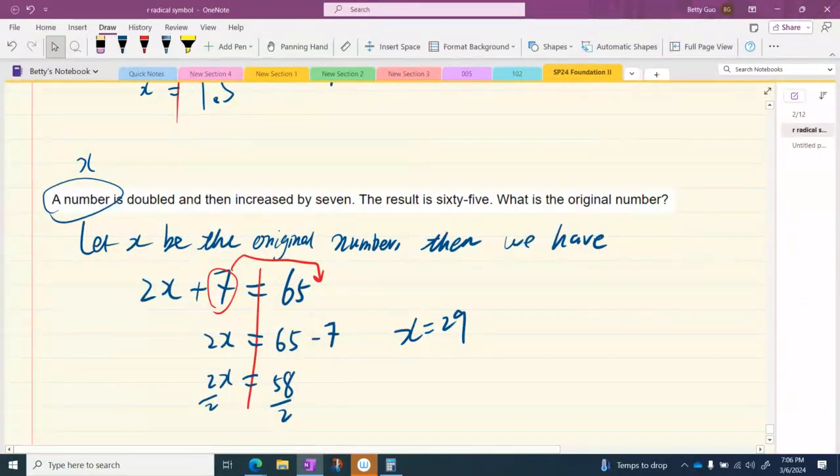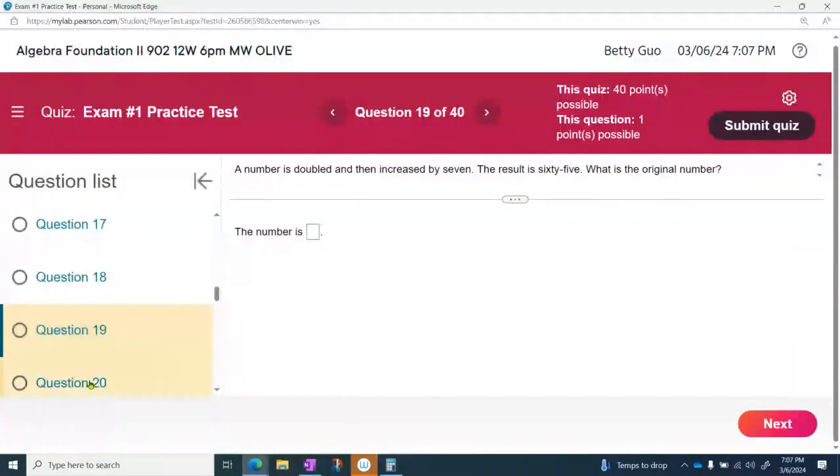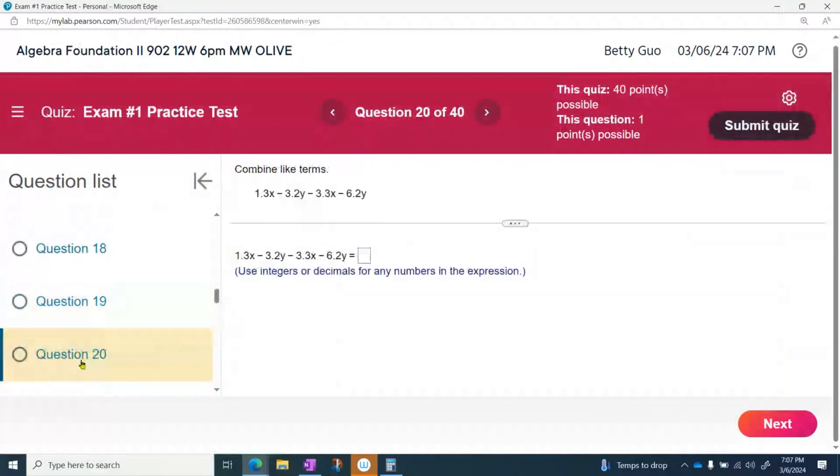We can double check by bringing the number into the sentences. The number is 29. We double the number, we have 58. 58 increased by 7. 58 plus 7 does give you 65. And using your calculator to double check is very convenient. So 29 is doubled, times 2. Your calculator will tell you it's 58. And then increased by 7, plus 7, and you will see exactly 65 on your calculator. That means 29 is the original number. Very good. Next.